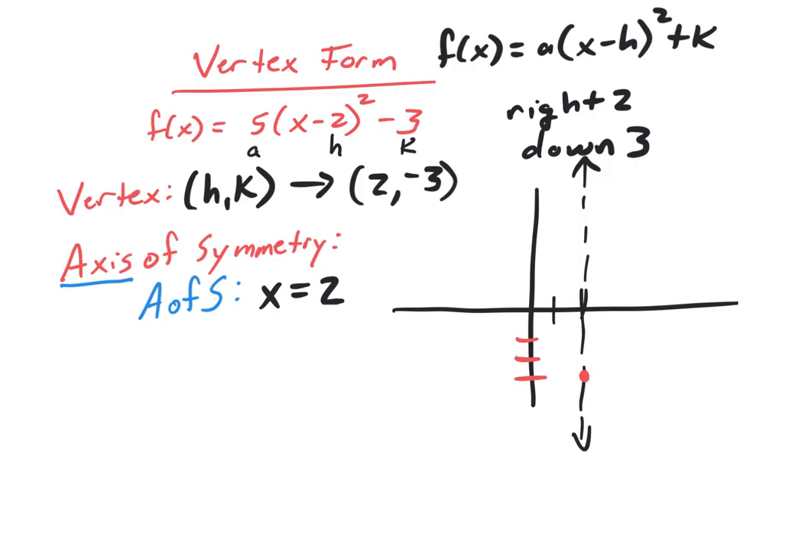Right here, this 5 is going to make this graph skinnier. And that's not something we're necessarily going to talk about right this second, but just know that's why it looks a little bit different. If you have a number out in front of the parentheses, then that's going to make the graph a little bit skinnier or sometimes wider. If the number is like a fraction, like a half, a fourth, a third, then it's going to make your graph a little bit wider than the original graph. Okay, but we call this the vertex form because we can look at the equation and we can immediately tell what the vertex is.